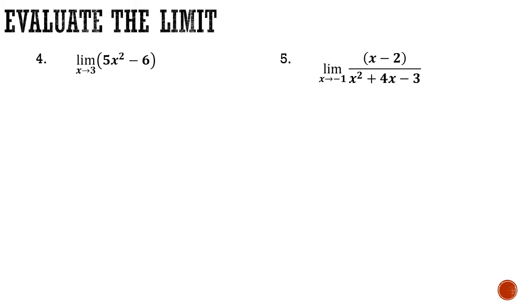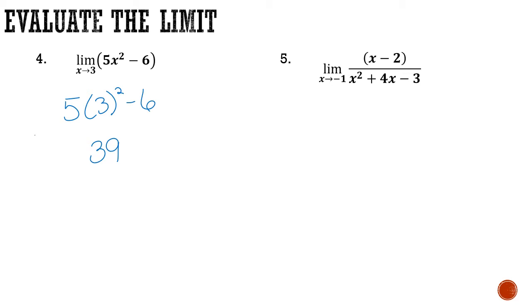So for this one, I can just simply plug in the x value that I'm approaching, which is 3, into the function. So you have 3 squared, which is 9. 5 times 9 is 45. 45 minus 6 is 39. So that's the limit. If you were able to see this graph, there's a point on 5x squared minus 6 at (3, 39), which is approaching from both sides.